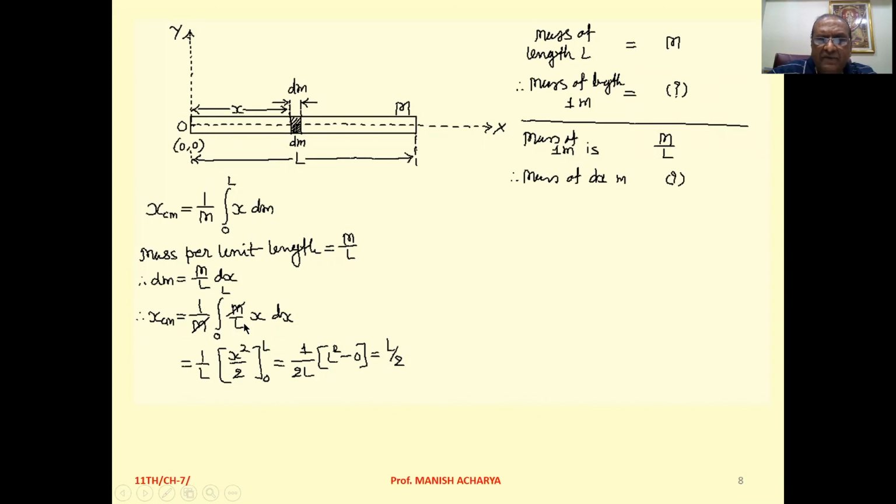M cancelled. 1 upon L integration of x, that is x square by 2, limits 0 to L. Take this 2 outside the bracket. So 1 upon 2L. First we substitute x equal to upper limit L, so L square, then x equal to lower limit 0, so that is 0. So we'll get resultantly xcm equal to L by 2. So we can say the center of mass will be at the midpoint of the rod. Clear to all of you?